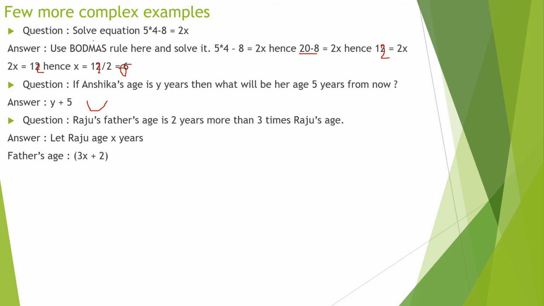Now another example is, Raju's father's age is 2 years more than 3 times Raju's age. Let's say for example, Raju's age is x years. Then 3 times Raju's age means 3x, and 2 years more means plus 2.